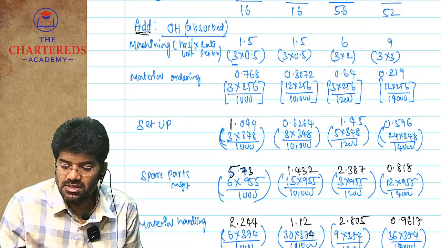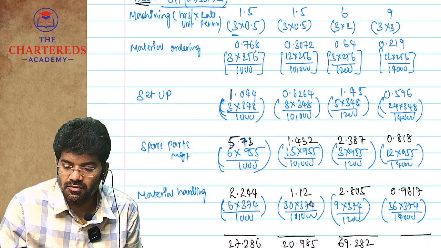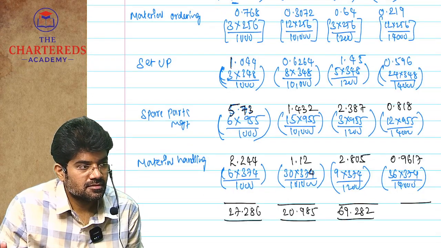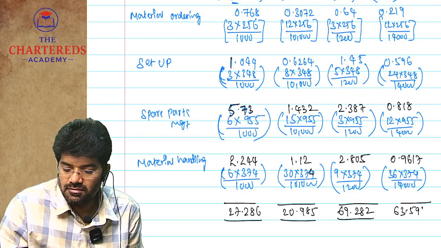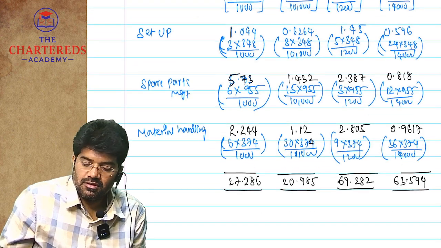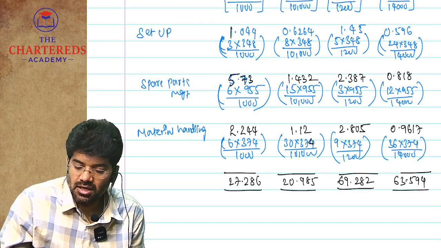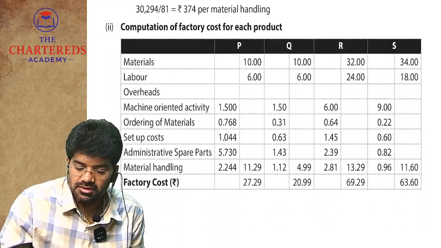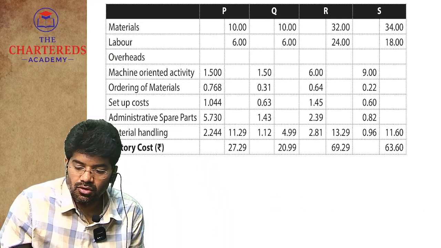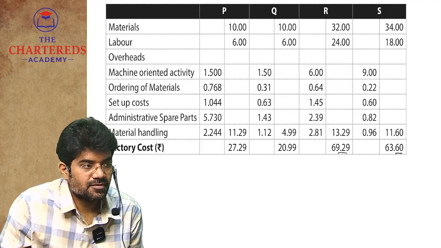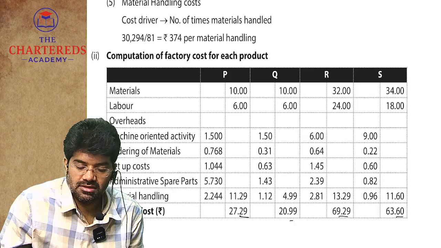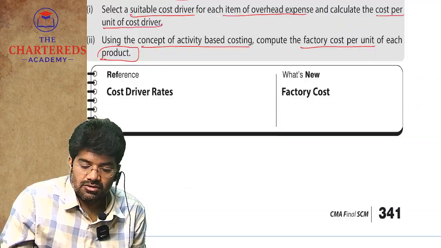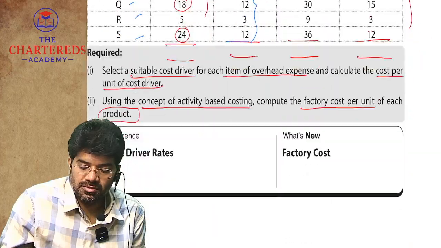Last one: 52 plus 9 plus 0.219 plus 0.596. 63.594. Okay, so just check with the answers of the institute. So to 2 digits, this rounded off is 27.29, 20.99, 69.29. Yes. So that was your third question.